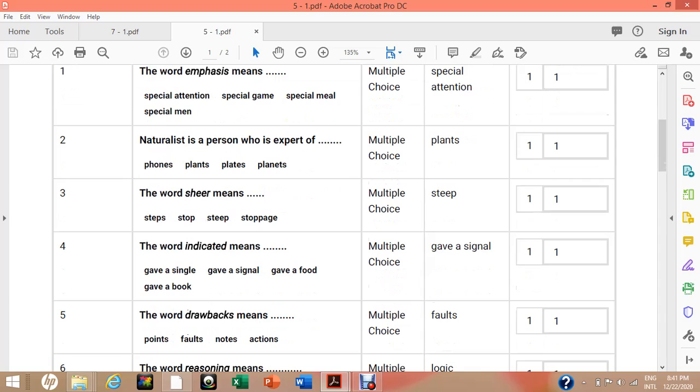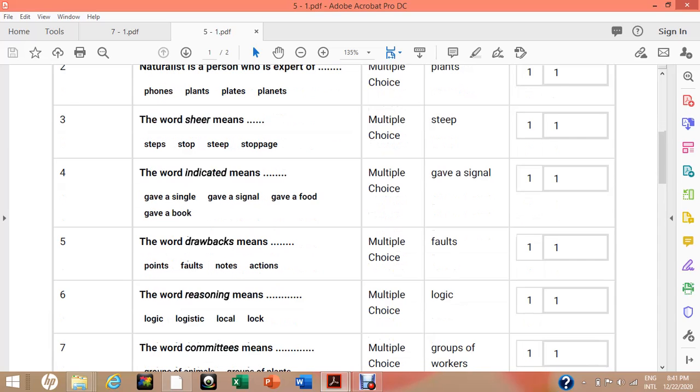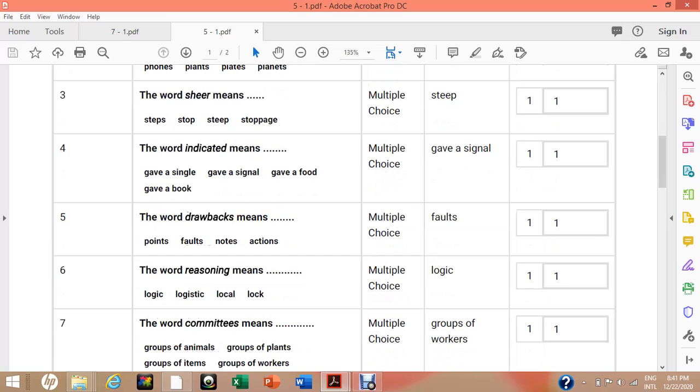Number 4 word is indicated. It means gave a signal. Number 5 word is drawbacks. It means faults, shortcomings, problems or any errors. Number 6 word is reasoning. It means logic.